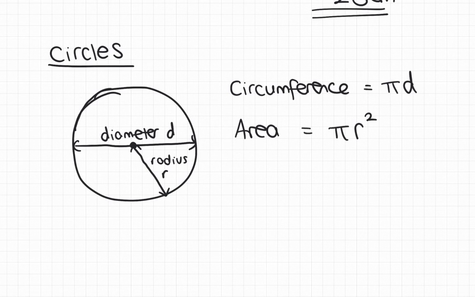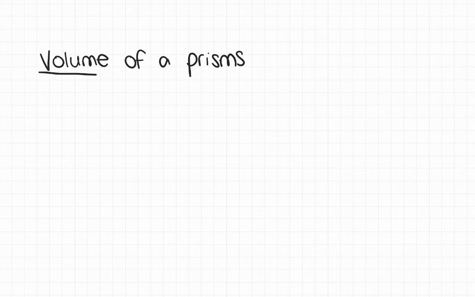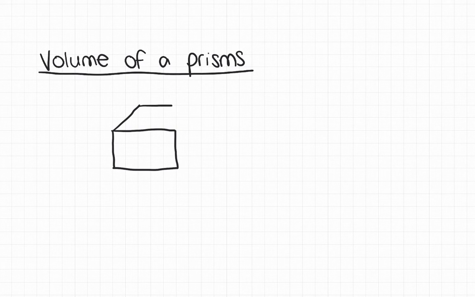The only other thing you needed to know was volume. So the volume of a prism. All the shapes you get are prisms. So they all have the same cross section. A prism is a shape that has the same cross section the whole way through. So it could be like a cuboid, because that's just a rectangular prism. It could be something a little bit more challenging.